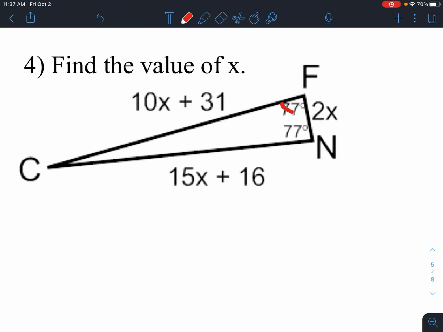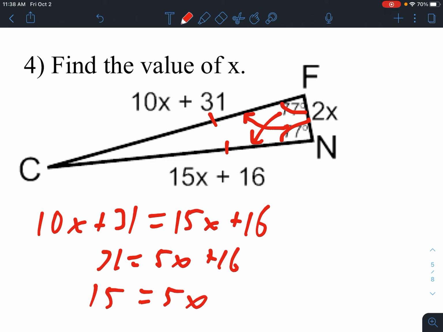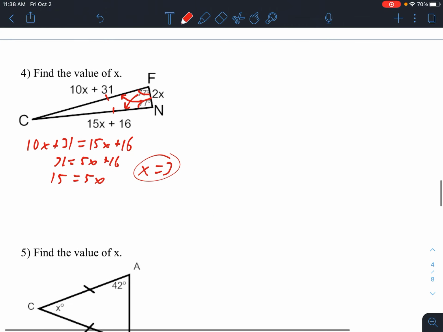Number 4, we can see that these two angles here are the same. They're both 77 degrees, which means the sides across from them are also the same. So I can set 10x plus 31 equal to 15x plus 16, ignoring the 2x for now. Subtracting 10x from both sides, and subtracting 16 from both sides, and dividing by 5 gives me x equals 3. And that's all we're looking for in this problem, so you could stop there at x equals 3.